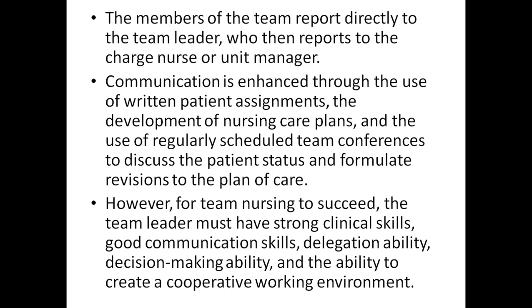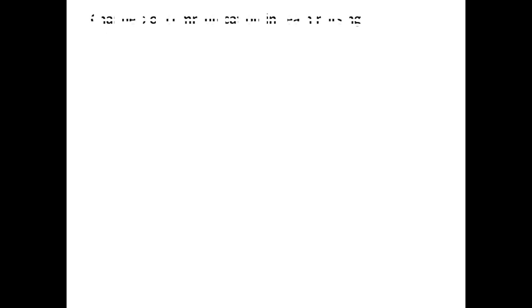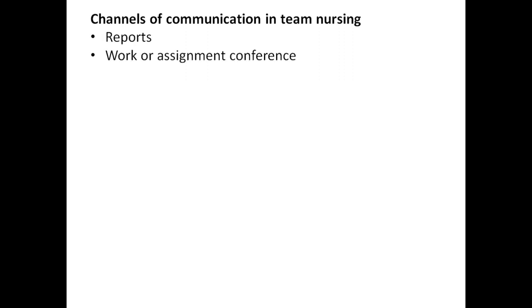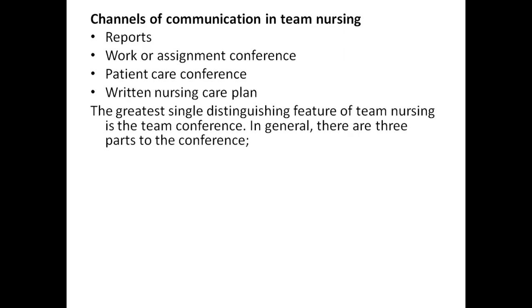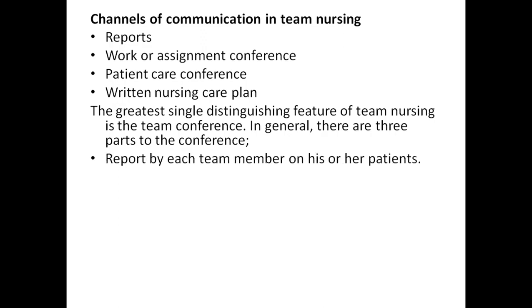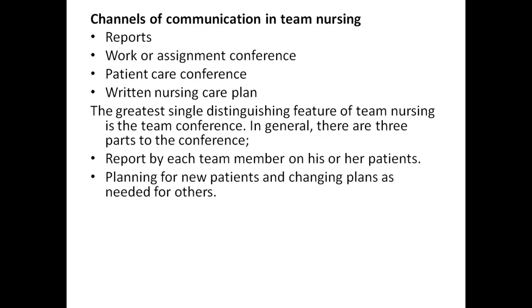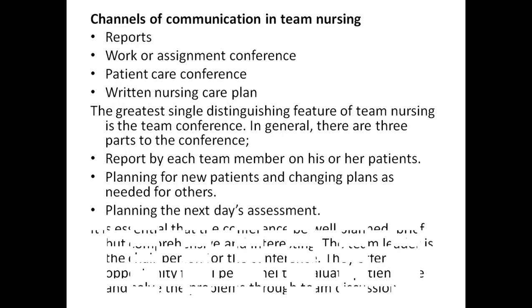However, for team nursing to succeed, the team leader must have strong clinical skills, good communication skills, delegation ability, decision-making ability, and the ability to create cooperative working environments. Channels of communication in team nursing include reports, work assignment conferences, patient care conferences, and written nursing care plans. The greatest single distinguishing feature of team nursing is the team conference. In general, there are three parts of the conference: report by each team member on his patients, planning for new patients and changing plans as needed for others, and planning the next day's assignment.